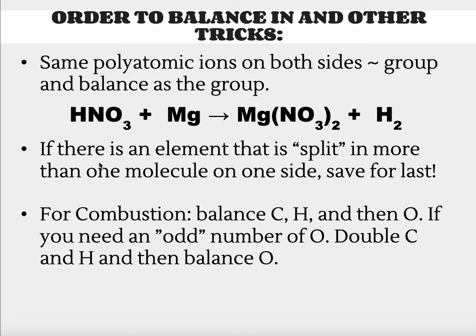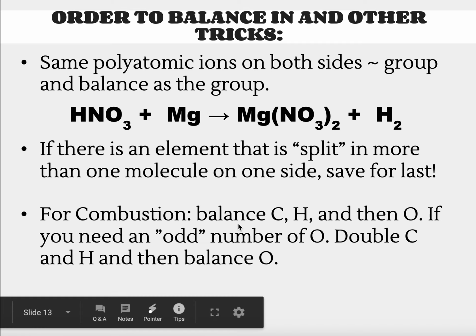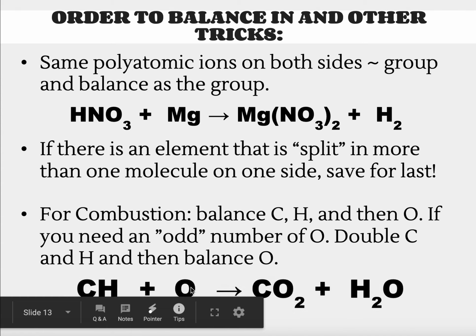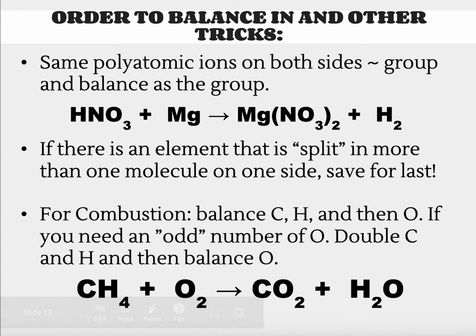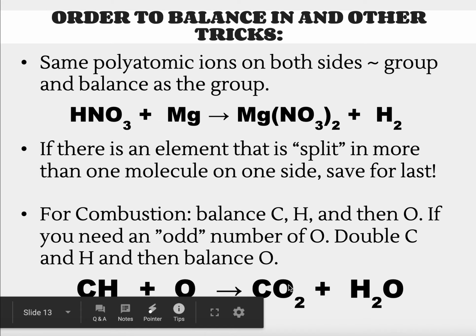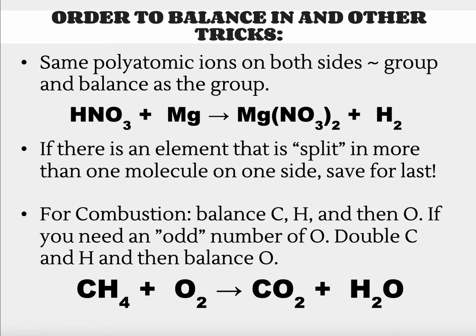And then the last tip is if there is an element that is split into more than one molecule on a side, do it at the end. So an example here is a combustion reaction. So here I have the element oxygen, and you can see that it is split between with the carbon and with the water. And so this would be an example of balance the carbon, balance the hydrogen, and then balance the oxygen for last.